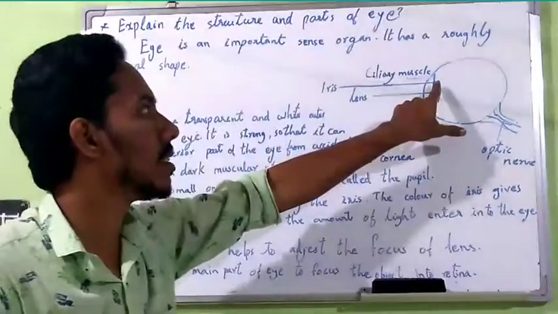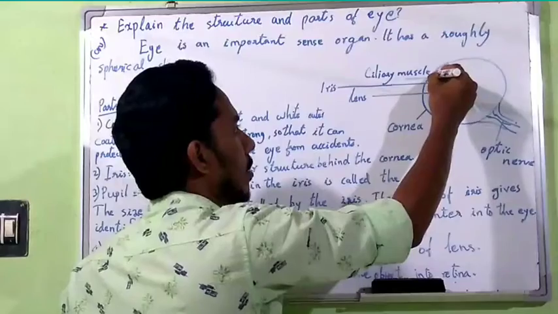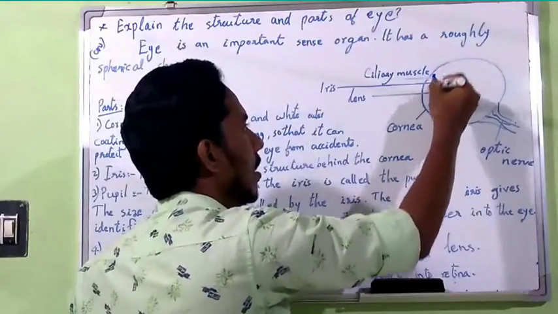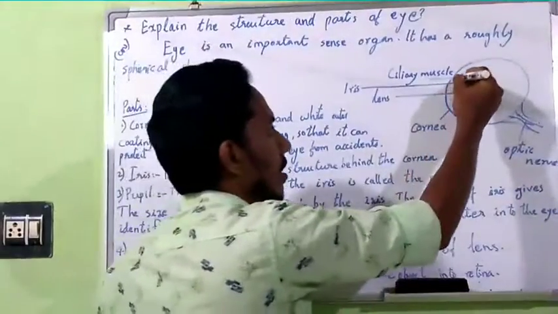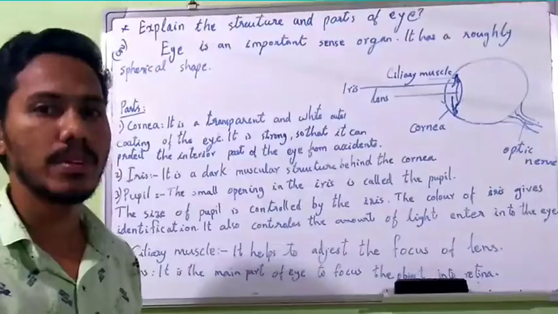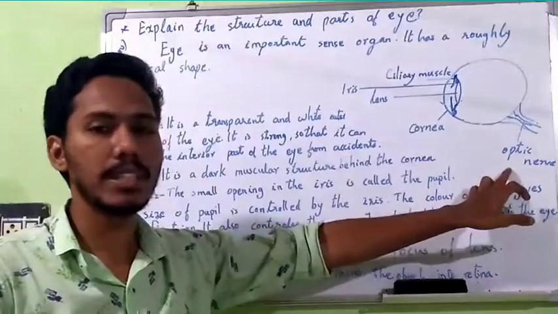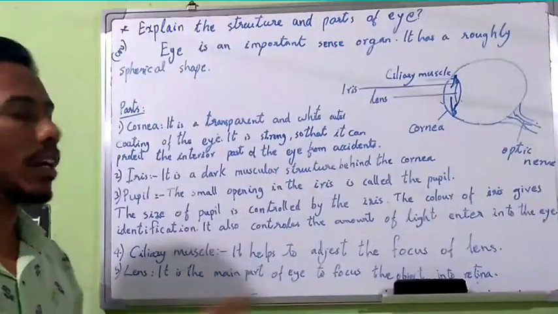Then iris, it is this part, and ciliary muscles. Ciliary muscles help to contract the lens. Ciliary muscles are connected to the eye lens, and the iris is at the center portion. This is a ring-like structure. Okay, these are the main parts. Then optic nerve.